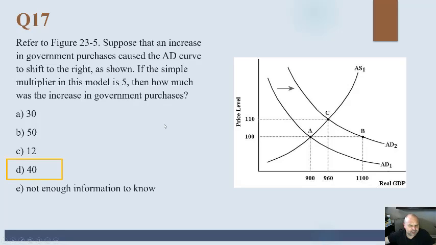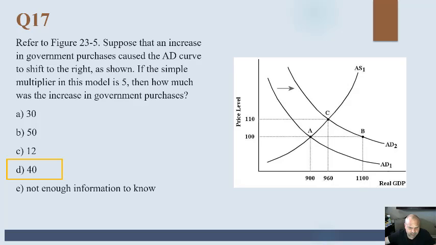So here the correct answer is 40. How do we know that? Well, we know that the aggregate demand curve shifted to the right, holding prices constant, from A to B. And so we have this difference here, which is 200. But we know the multiplier is 5. So if we take 200 and divide it by 5, we get 40.